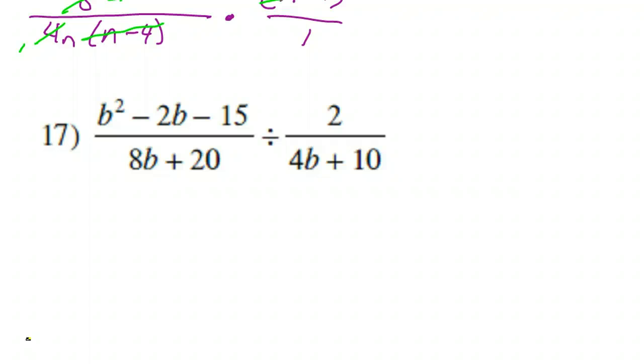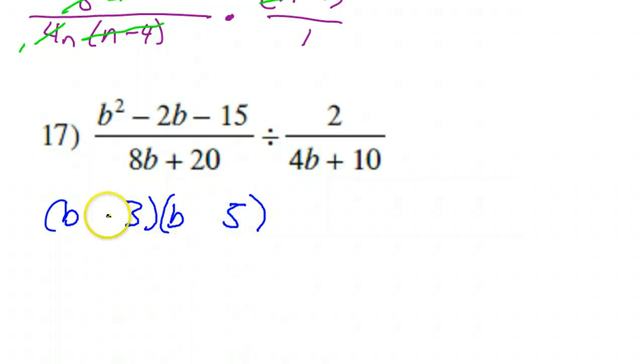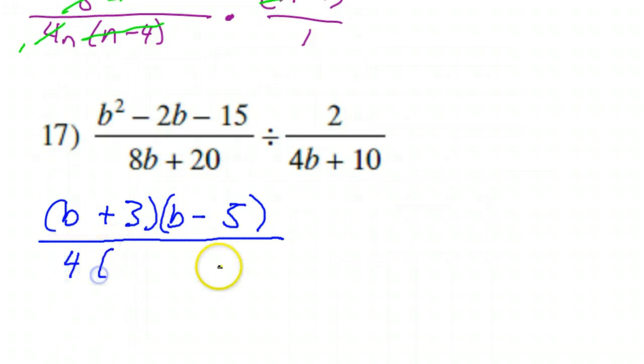Alright, let's factor. This trinomial up here is probably going to factor as a binomial times a binomial. So b times b, 15, 3 times 5 is looking good, positive 3, negative 5 will make negative 2b. Now the denominator, GCF. 8 doesn't go into 20, but 4 does. So there's a GCF of 4. That's going to leave behind 2b plus 5.